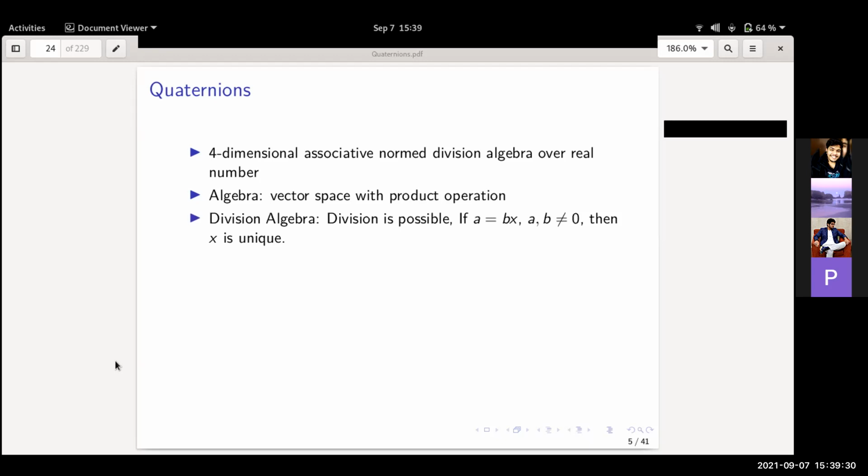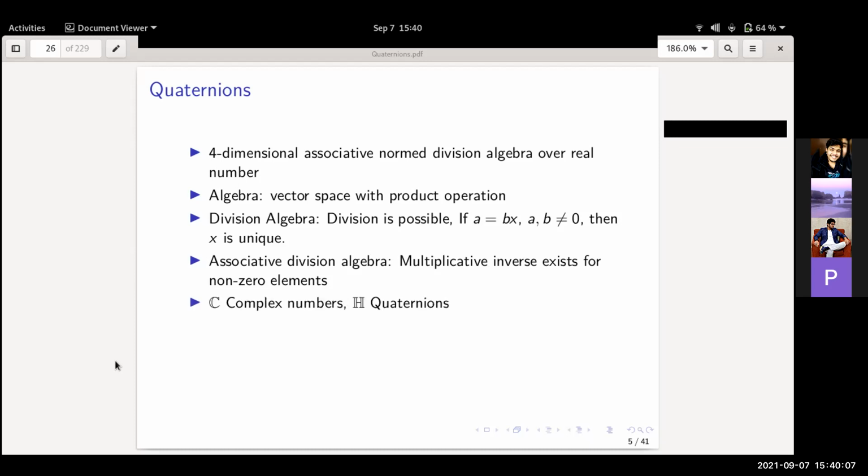So division algebra basically means division is possible. If you say that A equals Bx, and A and B are not 0, then the expression x is unique. That is what division algebra means. That means you can compute the inverse of B, left inverse probably here. Associative division algebra means multiplicative inverse exists. You should remember that the associative law is an extremely important law which we actually take for granted, because that is the one which has given rise to the existence of inverses for non-zero elements.